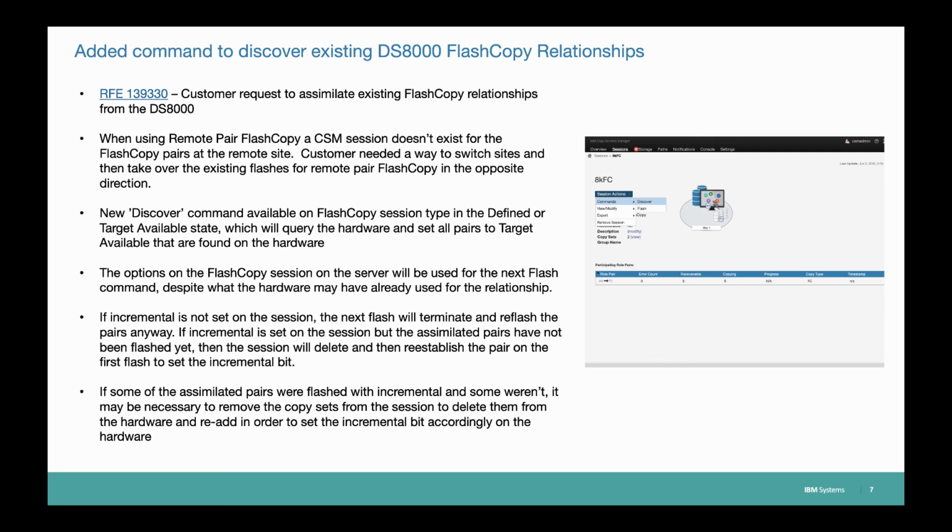So what we did is we added a discover command. The discover command will go and query the hardware for any defined pairs, any pairs that are marked defined in the CSM session, and then move those to a target available and consistent state. So I must warn here that we do not have a way to determine consistency.